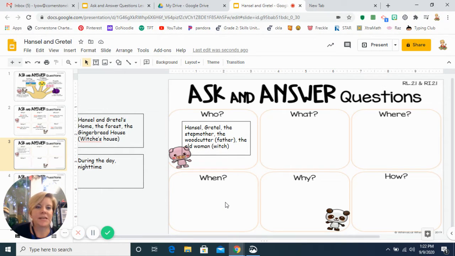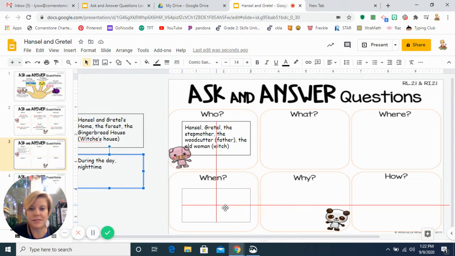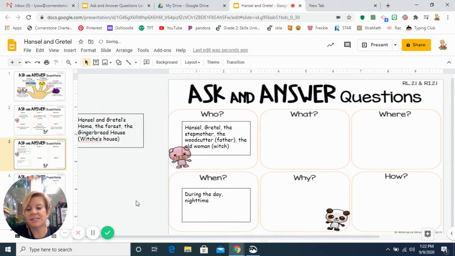And when did the story take place? There were different times that the story took place. It didn't just happen all at one time. So some of the things in the story happened during the day, and some of the things happened during the nighttime. All right, and then it's easiest just to go ahead and complete the next setting question.